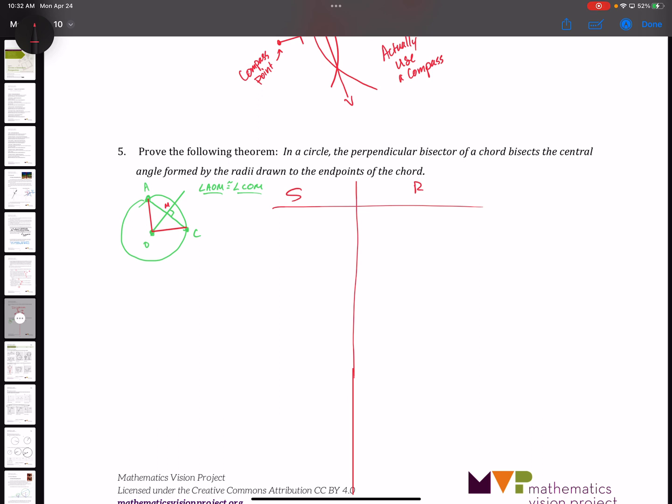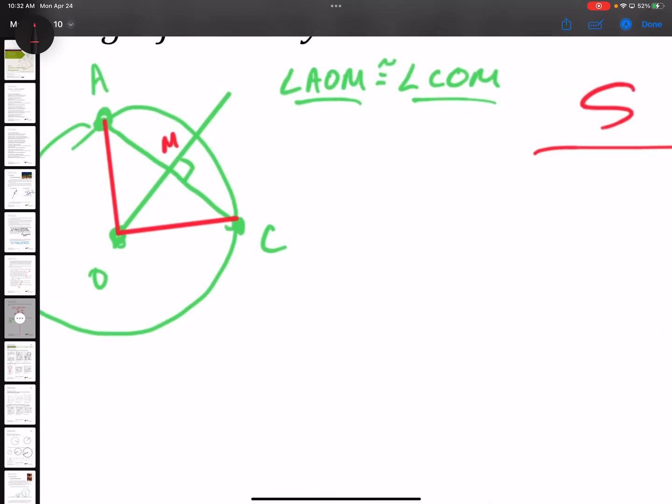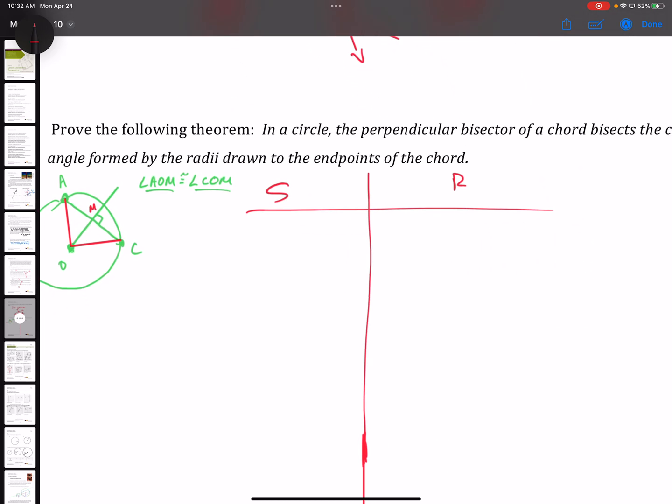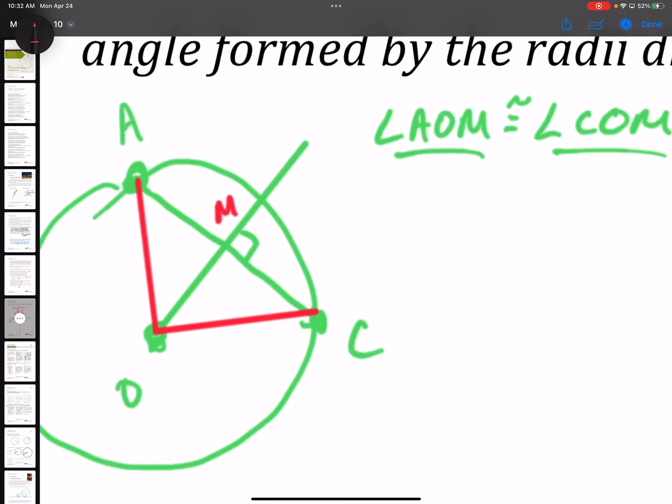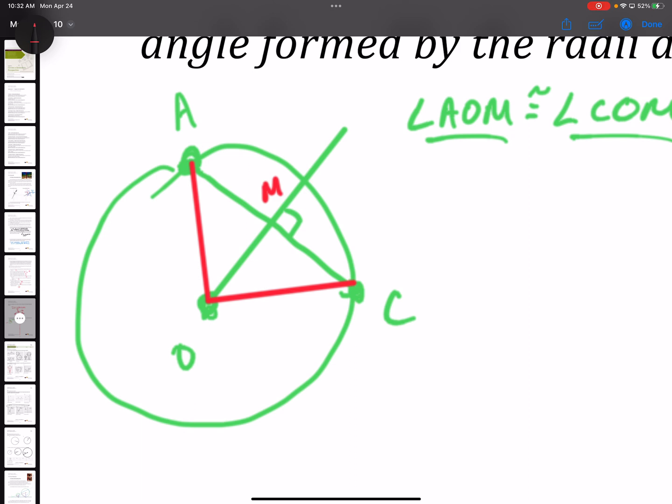Prove the following. Do we need to make the circle too? Yep, you need to make this circle off to the side. Can you zoom in on it, please? We are going to need to prove that in a circle, the perpendicular bisector of a chord bisects the central angle formed by the radii drawn to the endpoints of the chord. Okay? So, OM is a perpendicular bisector of chord AC, and we have radii OA and OC. We're trying to say that this intersects this triangle equally.